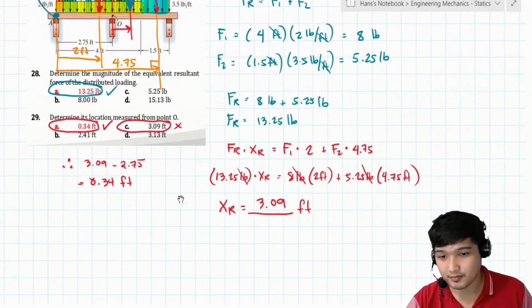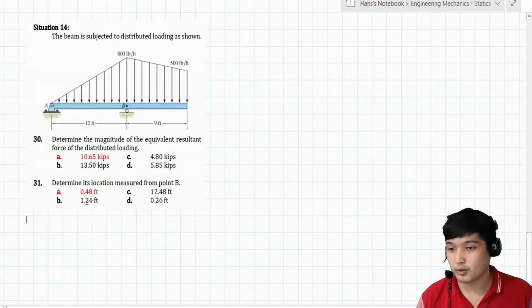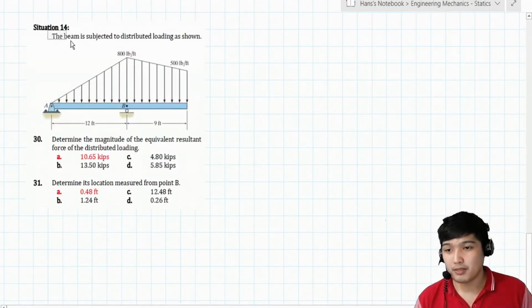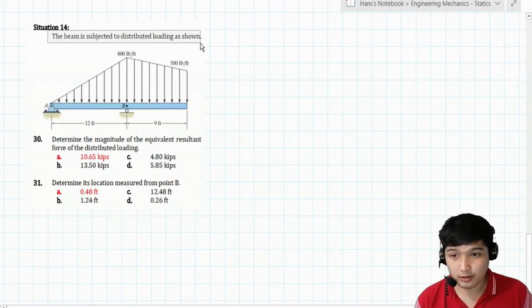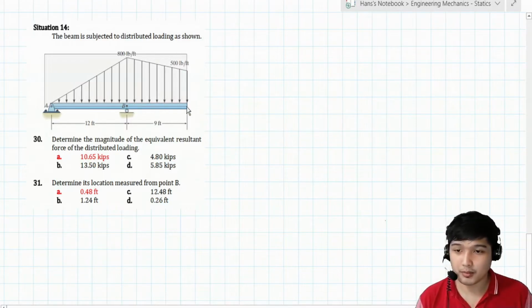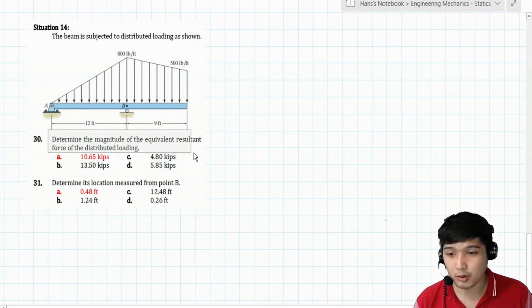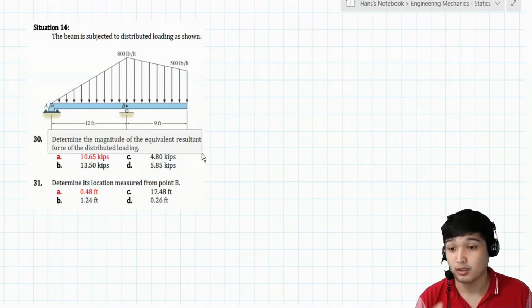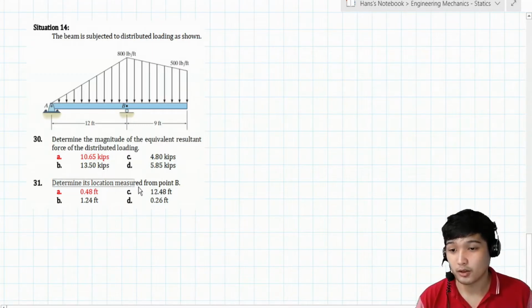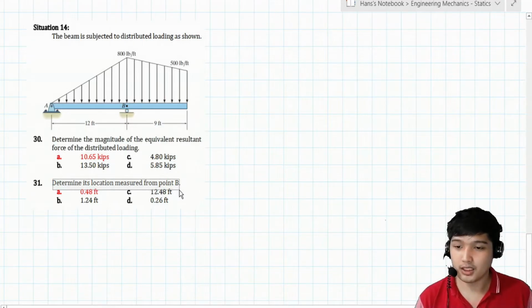So, wait lang. Okay, so situation 14 tayo. The beam is subjected to distributed loading as shown. So, combination siya ng triangular distributed load and trapezoidal distributed load. So, question is, determine the magnitude of the equivalent resultant force of the distributed loading, and also determine its location measured from B. So, in distance again nung resultant from B naman.